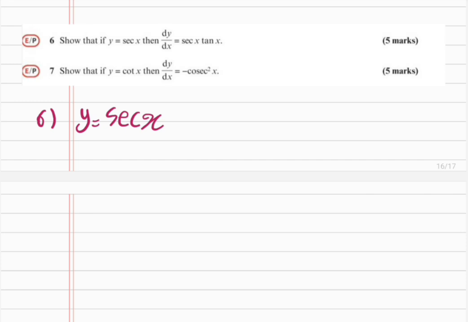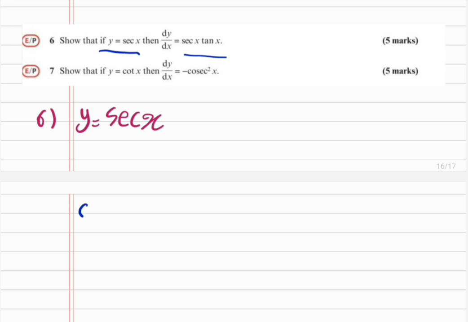rather than stating standard results, because based on the standard results we know that, for example, sec x differentiates to sec x tan x. But what if we forget this in the exam? What can we do? Is there a direct way of just differentiating? And the answer is yes.